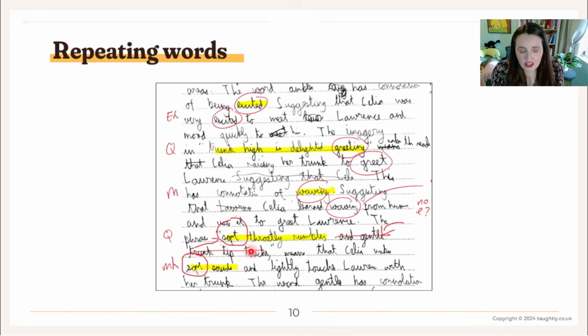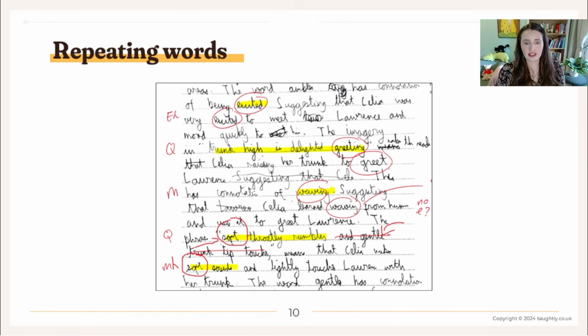The phrase soft throat rumbles means that Cecilia makes soft sounds and lightly touches Lawrence with her trunk. So notice here all this repetition. Waving shows that she's waving. Soft means that it's soft. We're getting no marks. We don't want to repeat those words. We need to be using our synonyms.